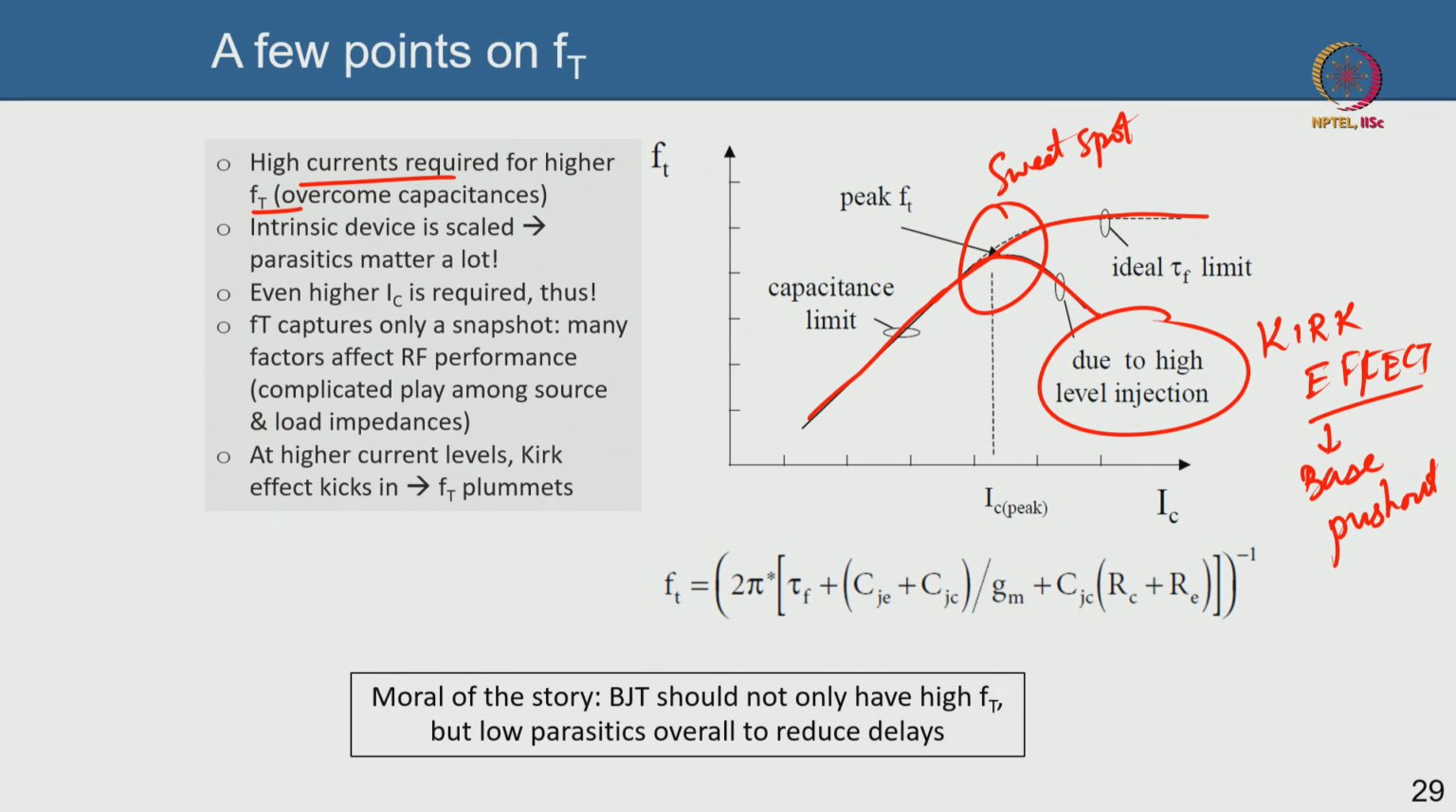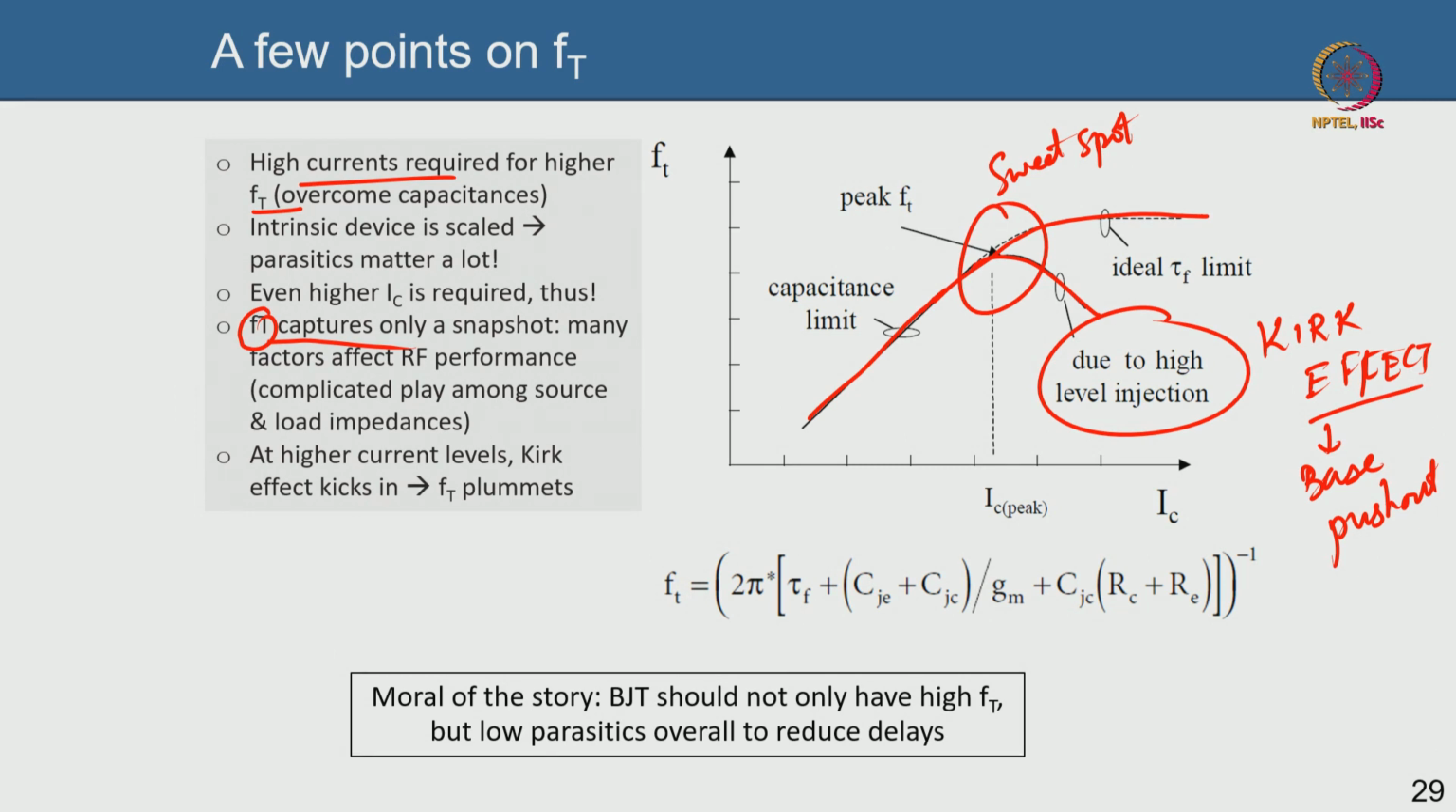You have to understand that cutoff frequency is not the only golden figure. There are many factors: F max for instance, breakdown voltage, GM, noise, linearity, power. Many things are to be looked at from the power amplifier or the low noise amplifier point of view. So FT is not the only parameter, but this is just a snapshot to show how FT varies with the injection current.